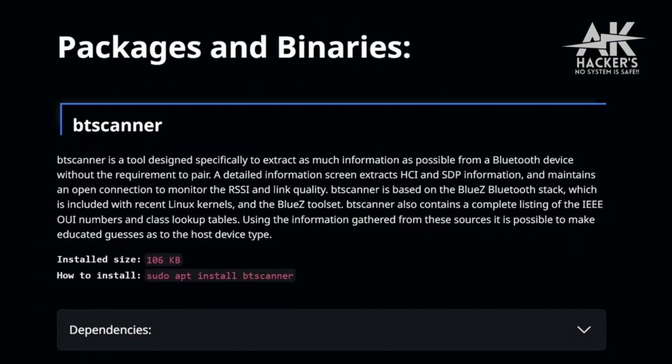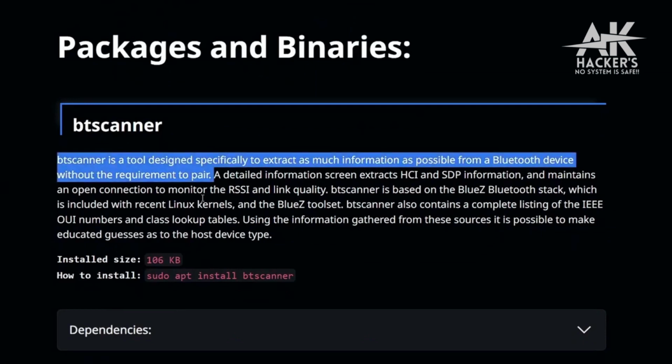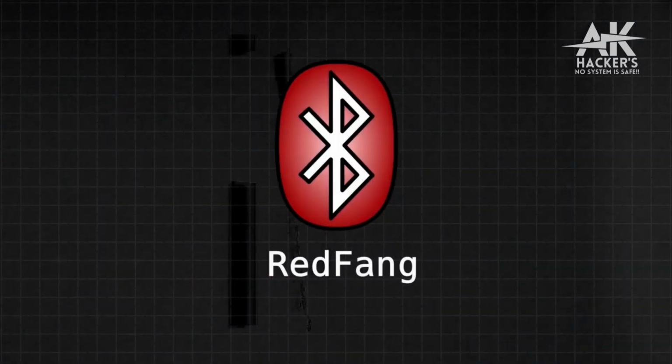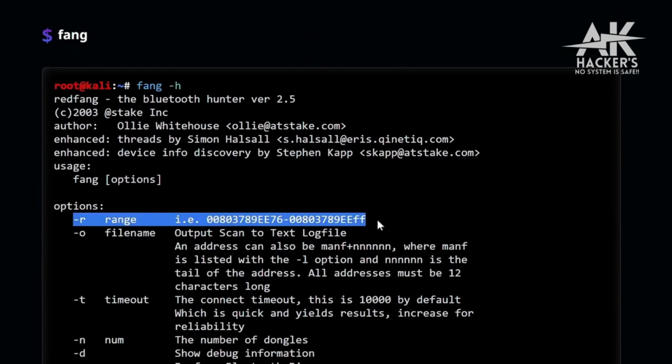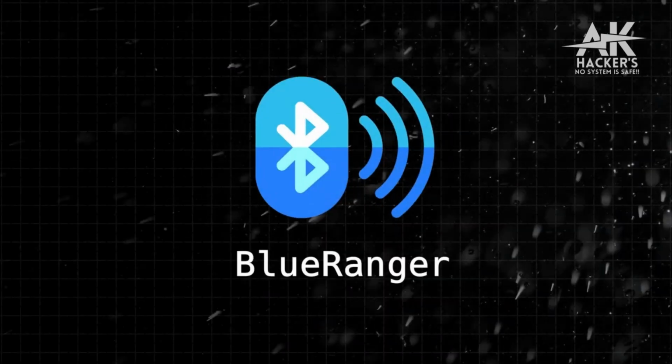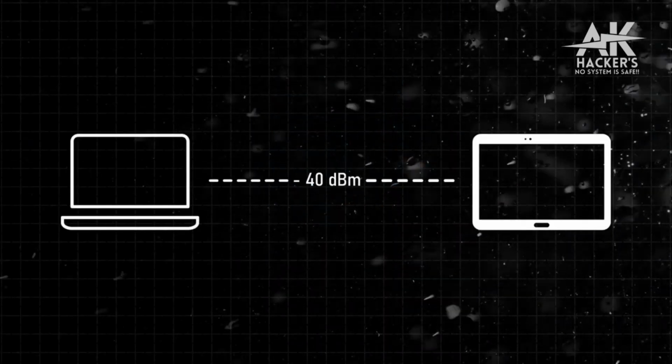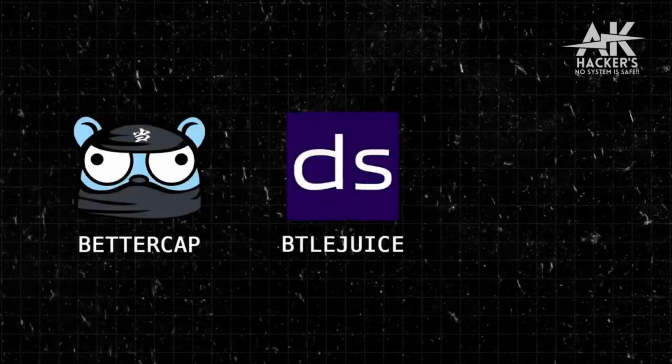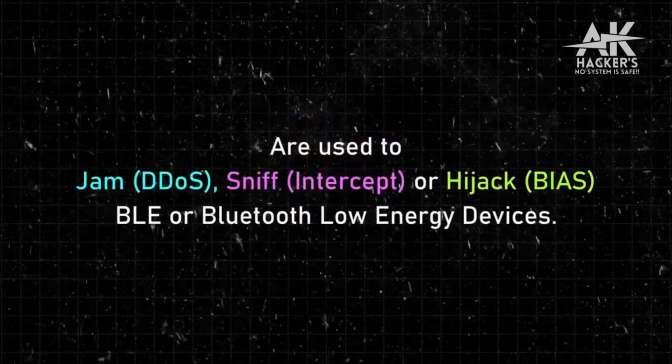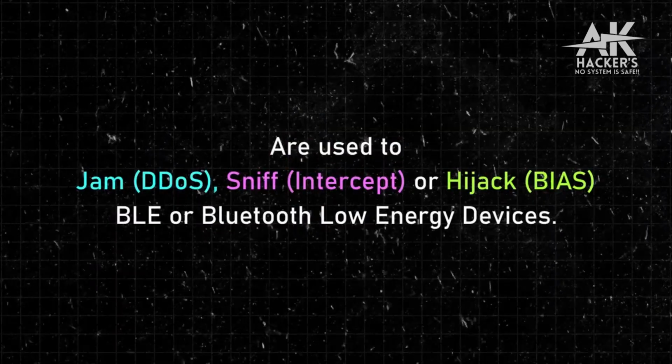BT Scanner is another useful tool to extract valuable information from a device without needing to be paired with it, while Redfang is a tool used to discover hidden Bluetooth devices. Moving on, Blue Ranger tells us the approximate location or range of nearby devices, and tools like Bettercap, BTLEJuice, or BTLEJack, are used to perform various attacks on Bluetooth Low Energy devices.